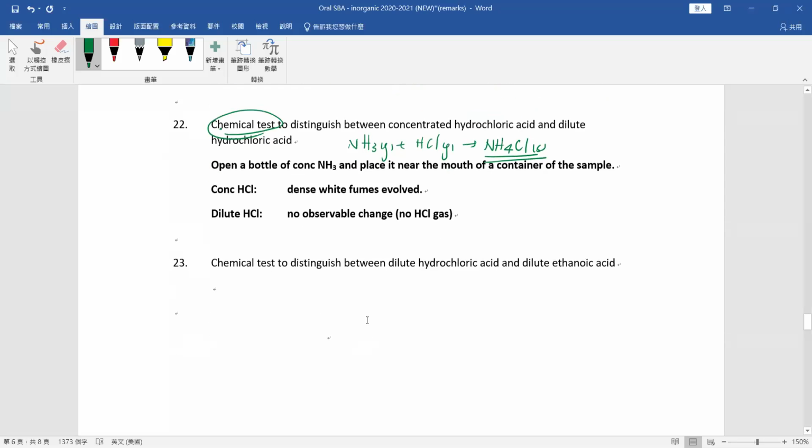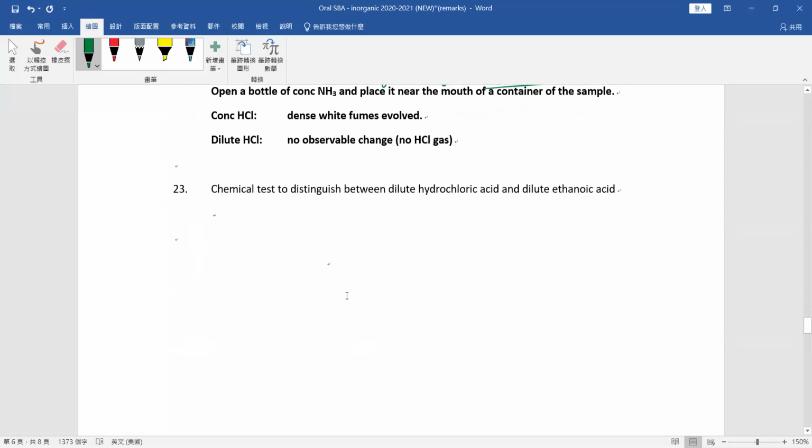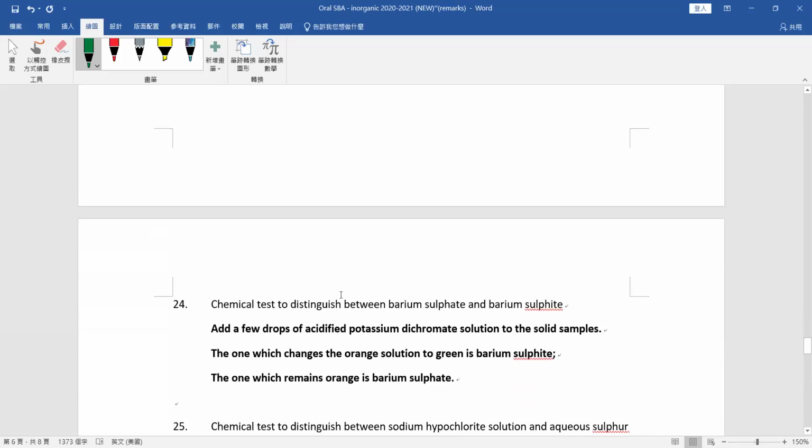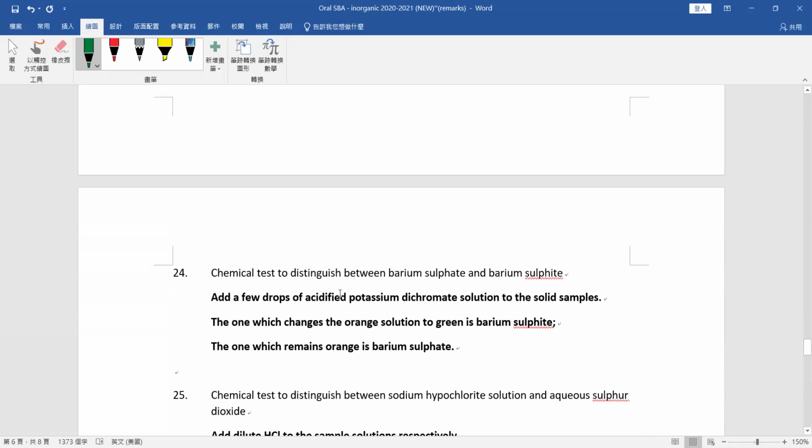Now, final questions. In order to answer that, I'm sure you can deal with it. How about the last question? This is 24. Barium sulfate and barium sulfide. You cannot produce a solution sample, so we have a solid sample. So the way to deal with it is by testing what property? Reducing property. So you may find some oxidizing agent for help and check if there is any color change. Okay, so this is what I would like to remind the class.